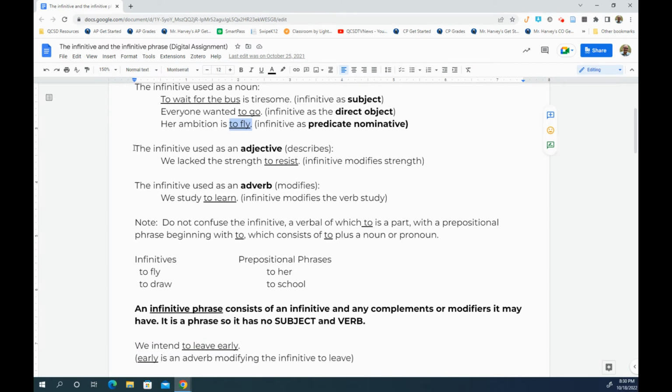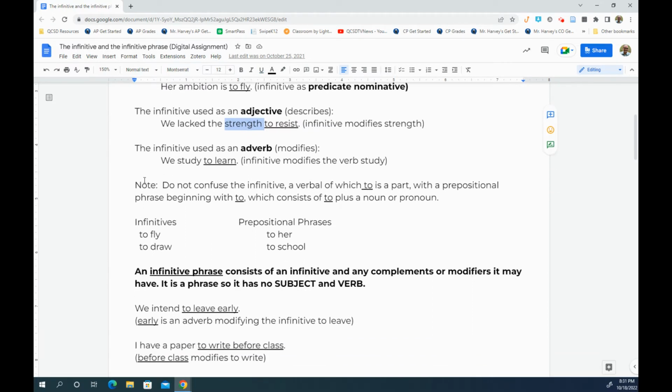All right, here's an example. The next one is the infinitive used as an adjective. An adjective describes a noun. So if I said we lacked the strength to resist, here we have the infinitive to plus the verb resist, and it's modifying the noun strength.